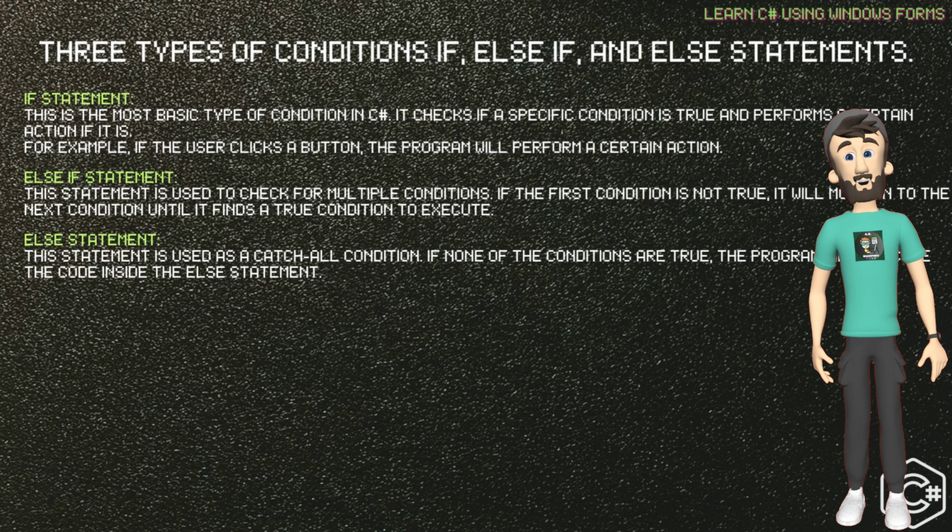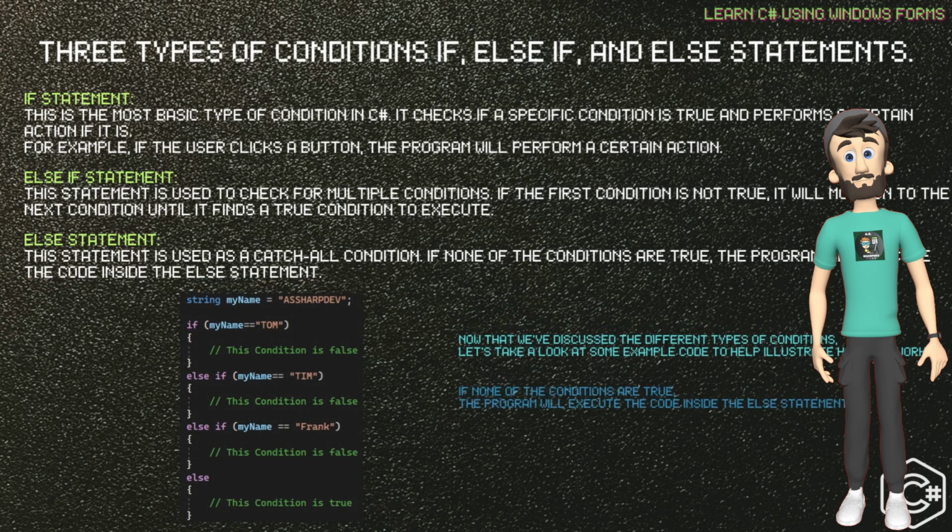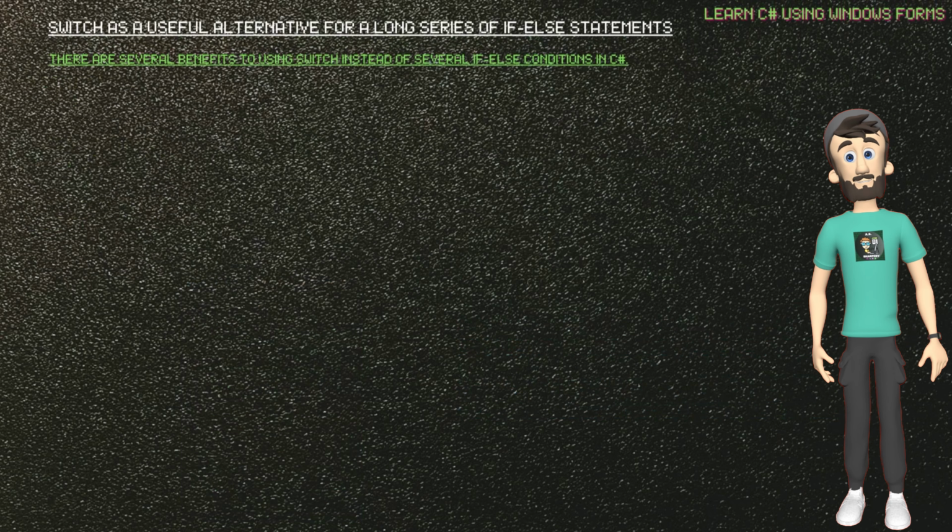If none of the conditions are true, the program will execute the code inside the else statement. Now that we've discussed the different types of conditions, let's take a look at some example code to help illustrate how they work. Switch is a useful alternative for a long series of if-else statements.